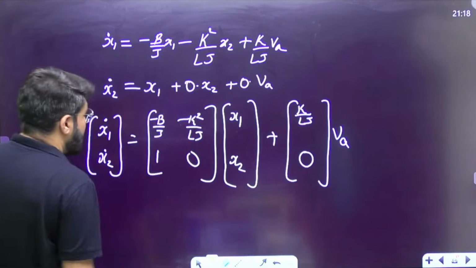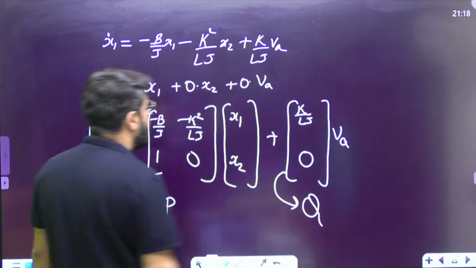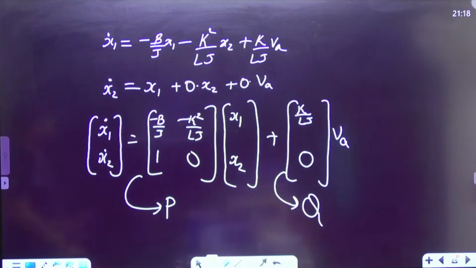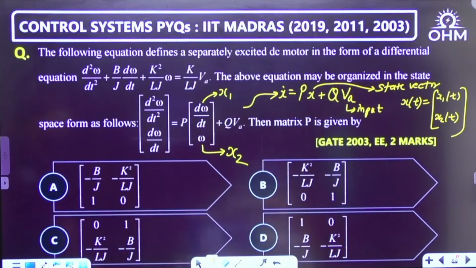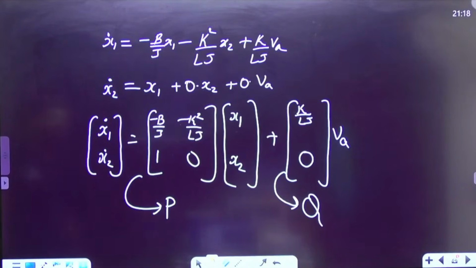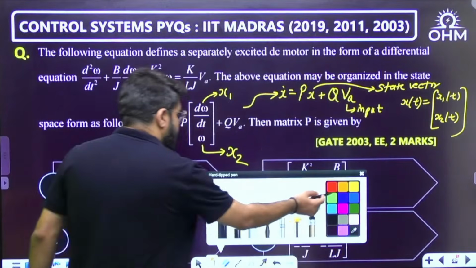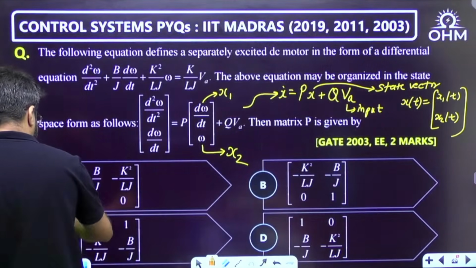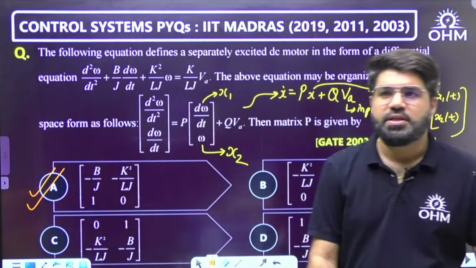Now this is your P matrix, and this is your Q matrix of the question. They can ask anything. Right now I think they asked P. What is the matrix P? Let me read it again: minus b by j, minus k square by lj, and then 1 and 0. Option number A. This is the procedure actually.